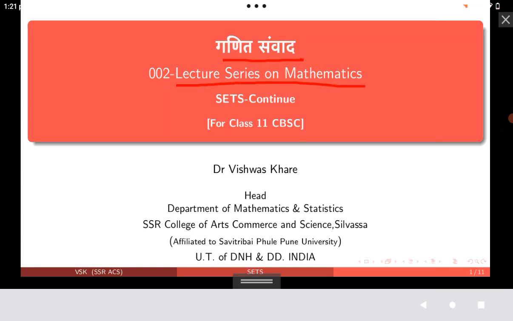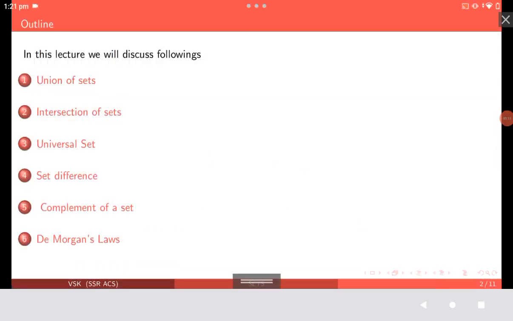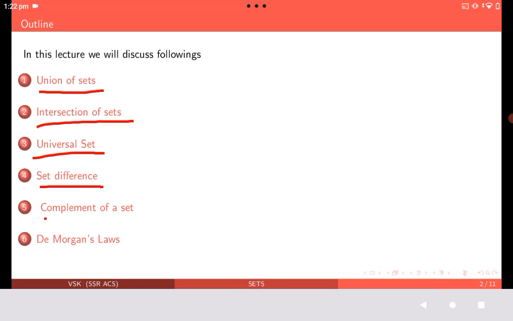Last lecture we have seen about the set. Now in this lecture we'll continue with the set for class 11th CBSE. We'll cover these points in this lecture: union of sets, intersection of sets, universal set, difference, complement of a set, and De Morgan laws. These points we are going to cover.